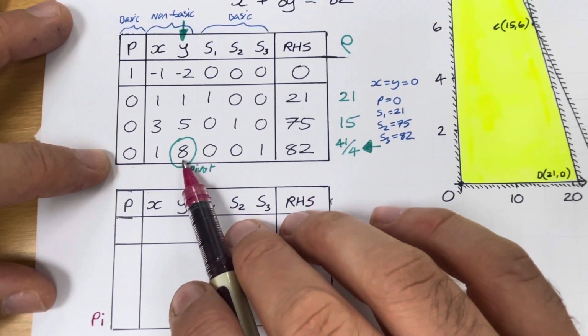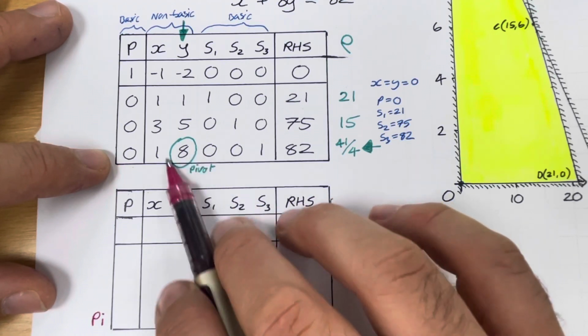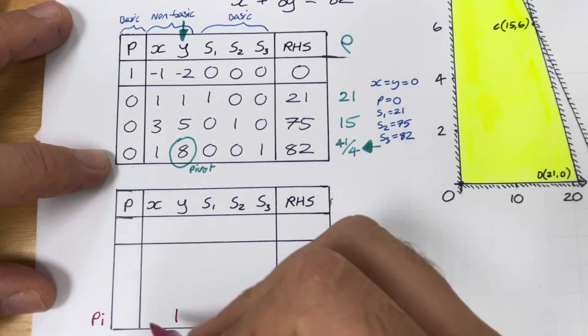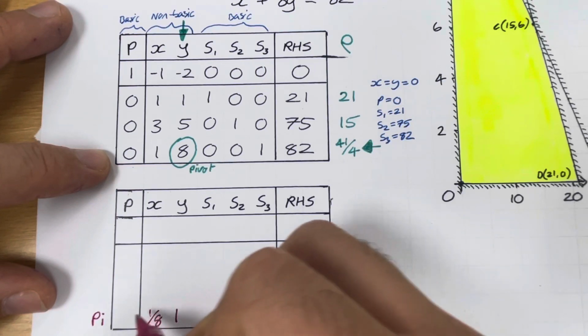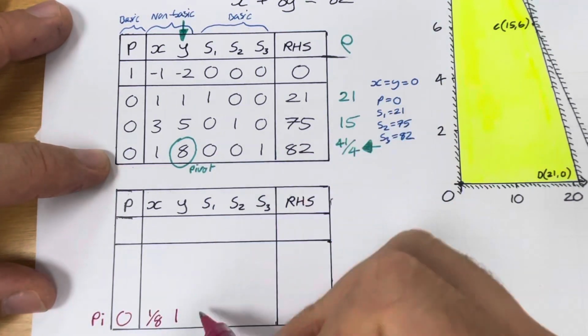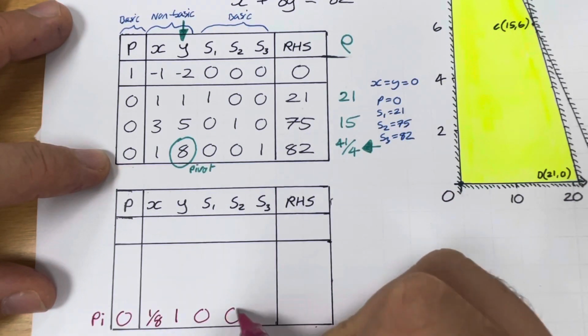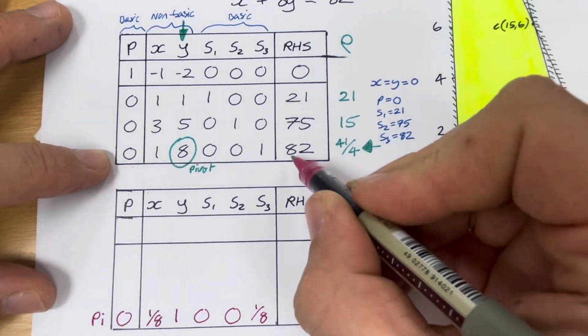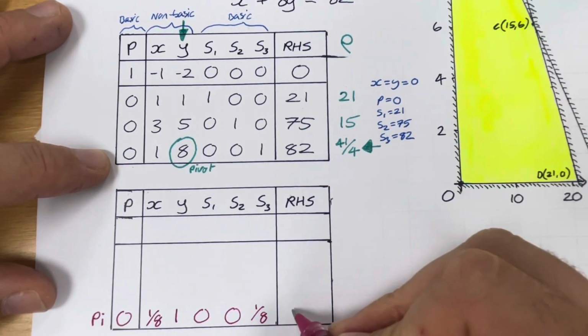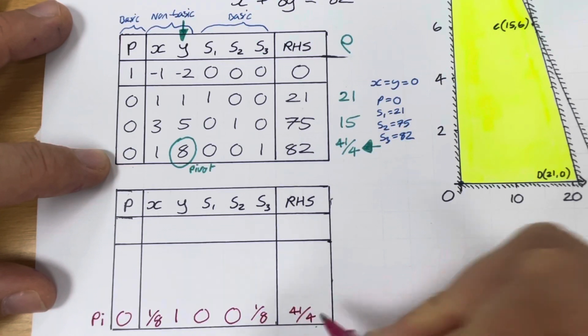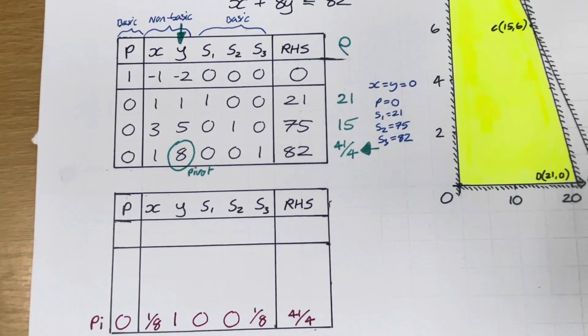So divide it all by 8. That will make this a number 1. That will make this then an 8th. 0 divided by 8 is still 0. That's a 0. That's a 0. That's an 8th. And that will actually be the value of the ratio test from before, so it's 41 quarters. And I've defined that as PI, the pivot row.